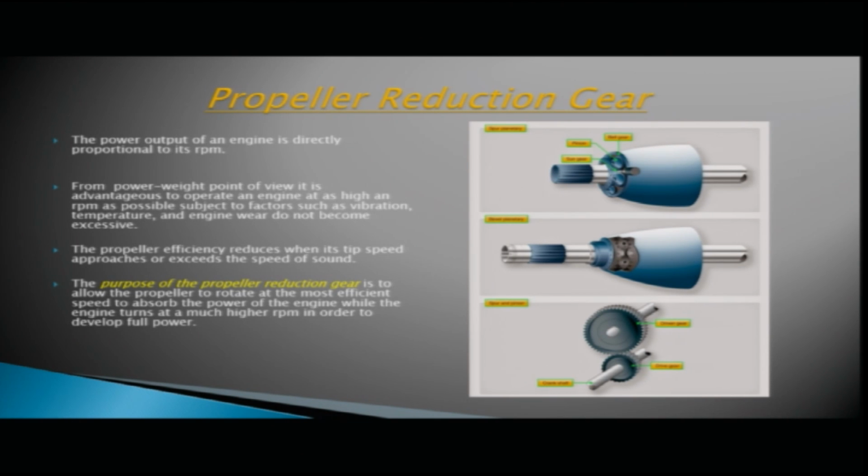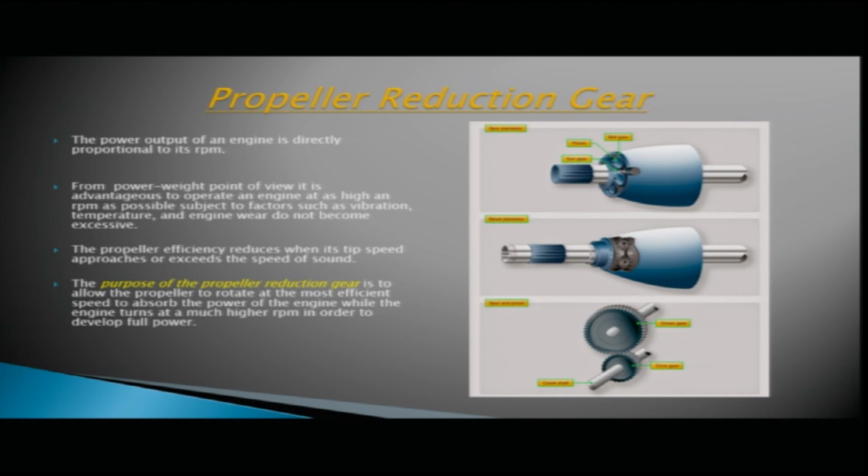So, we all know that if the propeller tip speed approaches the sound speed or exceeds the sound speed, the propeller efficiency is going to reduce. So now here comes the requirement of a propeller reduction gear. The idea is that the engine should have the maximum RPM, whereas with the help of reduction gear we can reduce the RPM of the propeller.